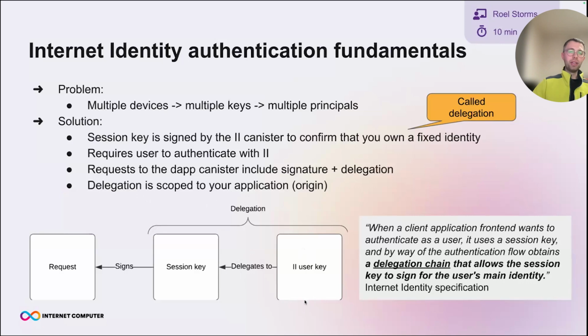So in the diagram below here, you can see what that looks like. You have the II user key. This is managed on chain by the II Canister. And this is delegated to your temporary session key, which eventually signs all of your requests. And this II user key is stable, and therefore you always see the same identity on your Canister side.